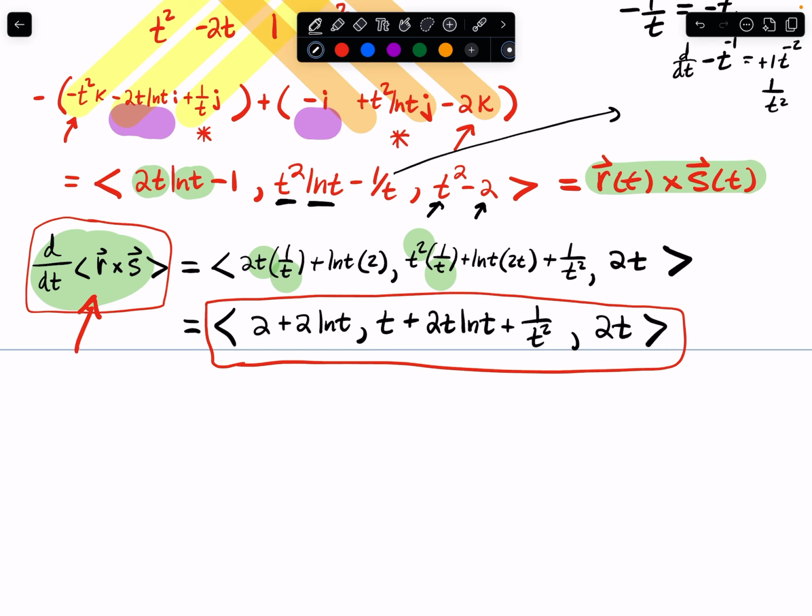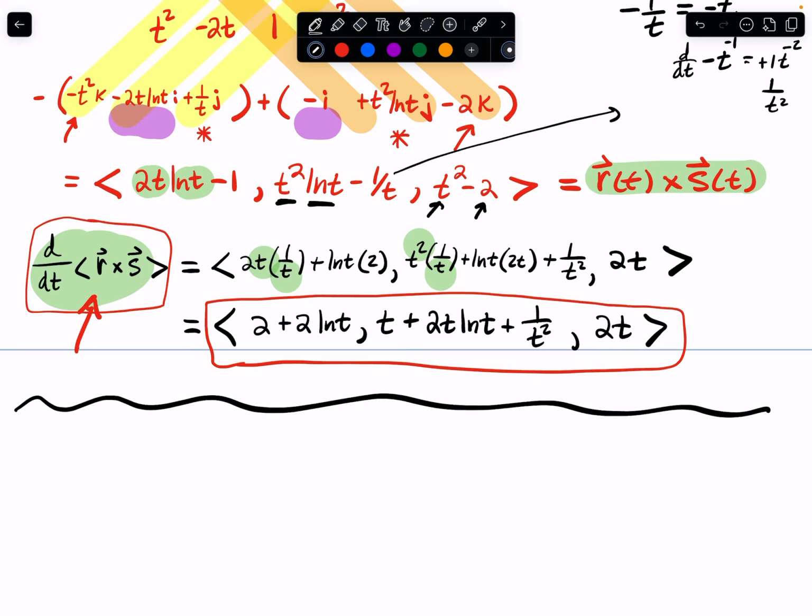Okay, so now that we've done limits, continuity, and differentiation, let's go to integration. And I'll do that in the next video.